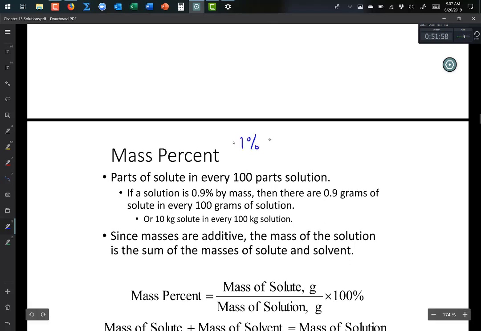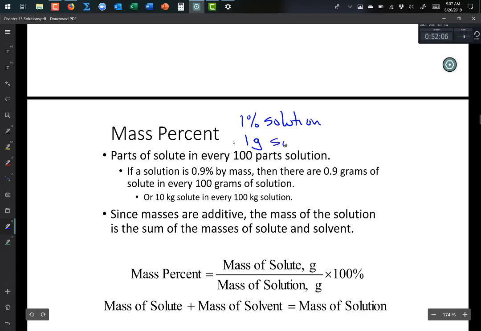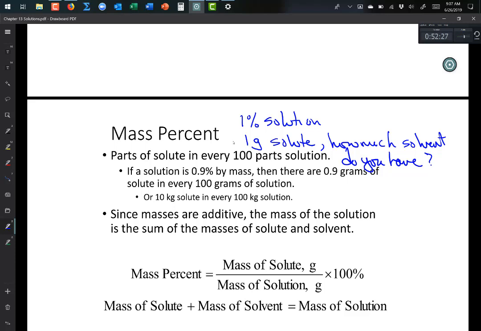You have a 1% solution, and you have 1 gram of solute, how much solvent is there? 99, right? It's not 100. It's parts per hundred. So whatever you have, let's say you have 1 gram, you have to have 99 grams of the other because it has to come out to be 100. If you have 60 grams of solute, then you'll have 40 grams of solvent, right? So it always has to add up to be 100. The solution total has to be 100% or 100 parts.